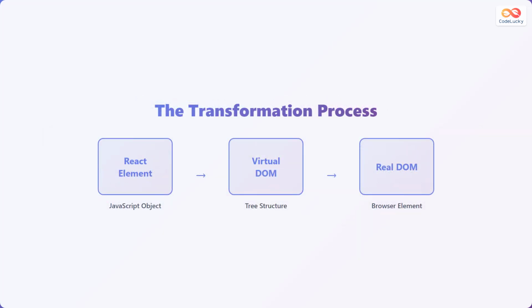So, how do React elements become document object model elements? The transformation process involves several steps. First, you create React elements using JSX or React.createElement. These elements are then used to create a virtual document object model, which is a lightweight representation of the actual document object model. Finally, React efficiently updates the real document object model based on the changes in the virtual document object model.